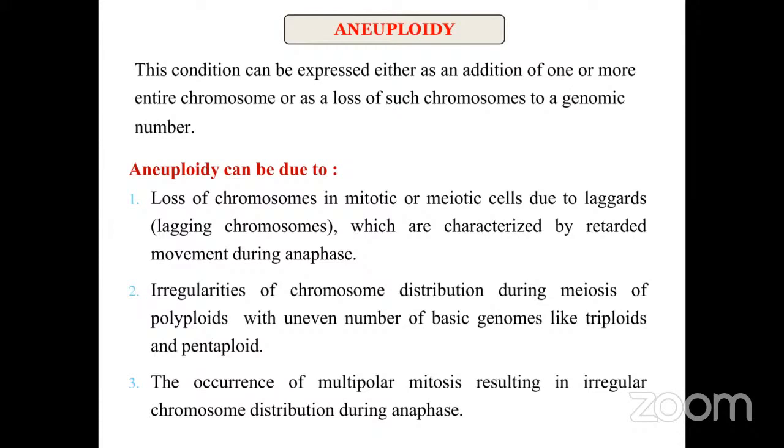Similarly, if it is a rice plant where 2n is equal to 24, there is a possibility that one cell will have 23 chromosomes, or another cell will have 25 chromosomes. Means one chromosome will either be extra or be less. So that is the condition that we can call aneuploidy. There are various types of aneuploidy. We will see that.